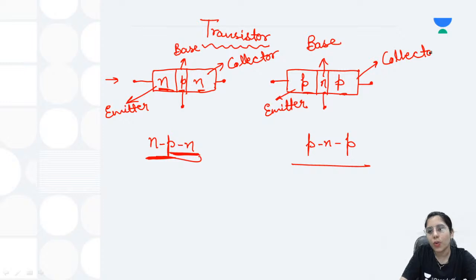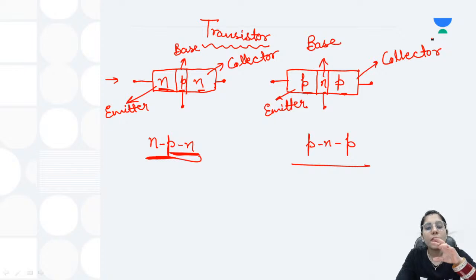Done? So you are getting the 3 sections in a transistor. One is known as the emitter, another one, the center or middle one, is known as the base, and the last corner one, opposite to the first corner you have taken, will be considered as the collector. 3 sections.